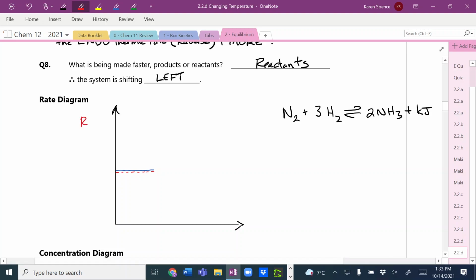Oh, and I can't forget to label my axes, rate and time. And our concentration, our forward rate, because we've increased the temperature right here, this is our increase in temperature, it's going to go up. Forward rate goes up.